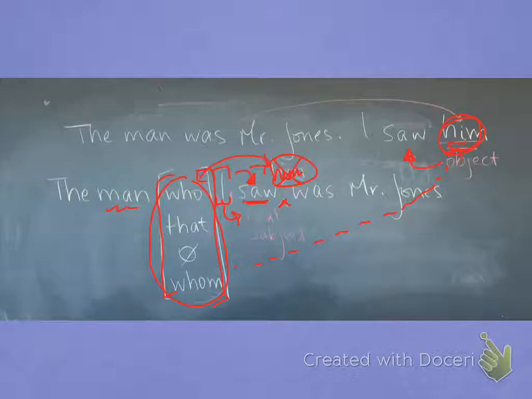So before, when we talked about things, it was that, which, or nothing. When we're talking about people, we have four choices. We can say who, whom, that, or nothing.